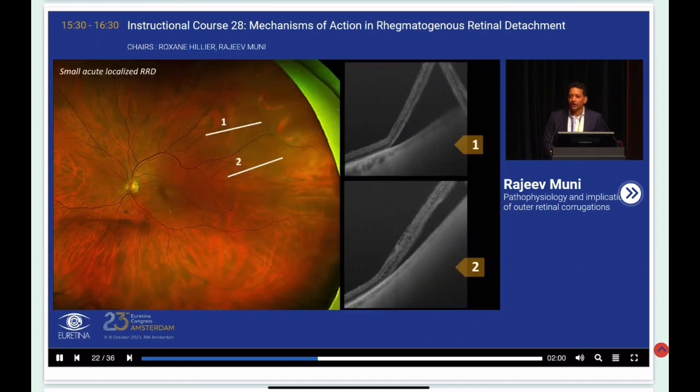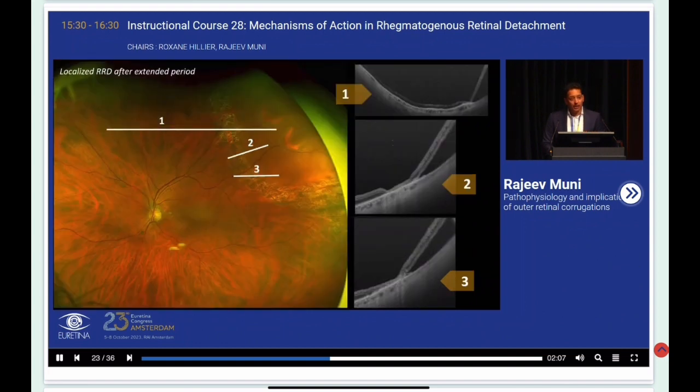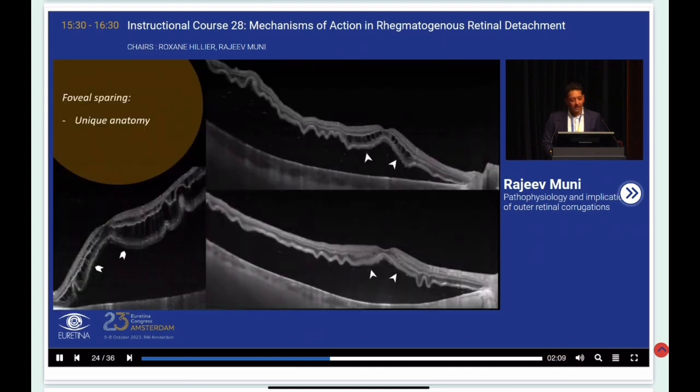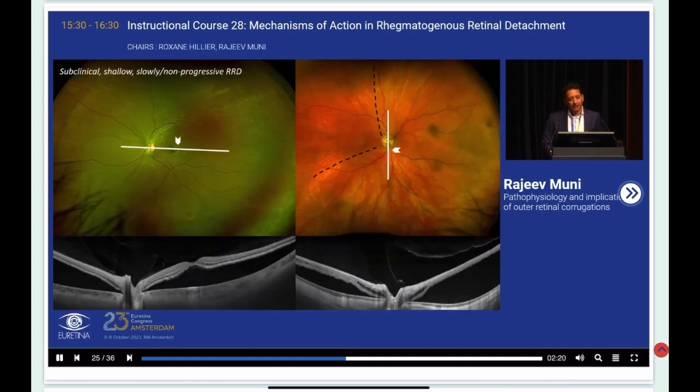So let's start by looking at cases where you don't get corrugations. So for example, you have a small detachment, localized, you don't get corrugations, even after an extended period of time. It doesn't involve the fovea. You never get corrugations in the fovea because the Mueller cell cone acts as a rigid scaffold there to prevent that. But you do get it in the parafovea and in the peripheral retina.